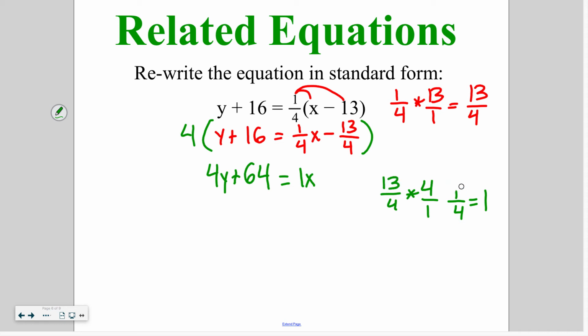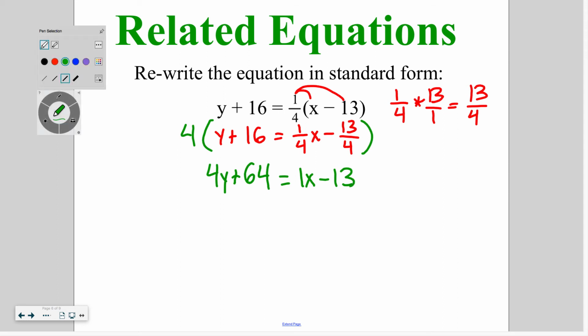Same thing now is going to happen when I do 4 times 13/4. I'm going to change that to 13. 13 times 4 is 52. 52 divided by 4 gives me 13. So again, that numerator stays in place. So the reason we're multiplying by the denominator is that it gets rid of the denominator, but keeps the numerators. So you do not have to do this work off to the side because you are just able to keep those numerators.